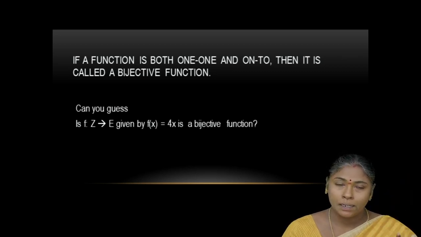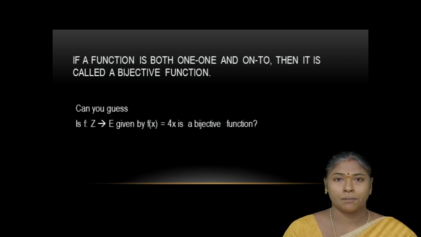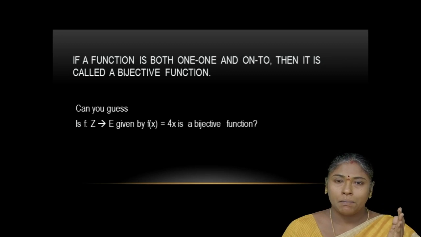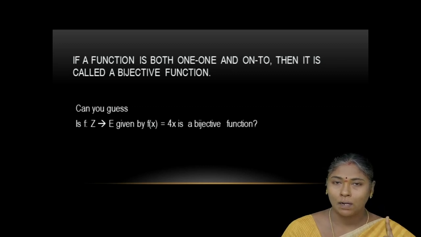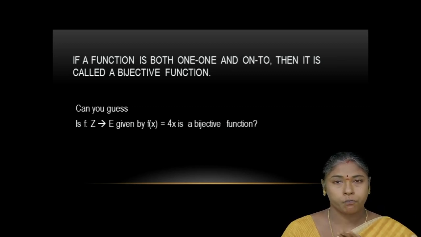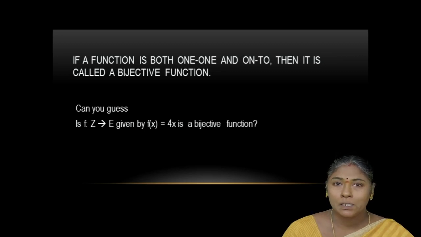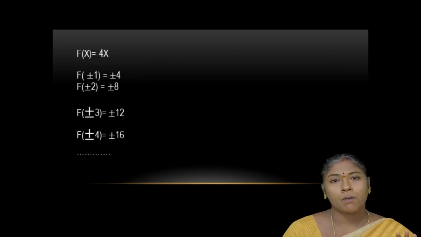So the domain is the integer set and the codomain is the even integer set. Whatever element you take in the domain, its mapping is 4 times x. If we substitute 1 for x, the image in the codomain is 4. If we take -1 for x, its image in the codomain is -4. In this way f of x equal to 4x means f of plus or minus 1 gives plus or minus 4.